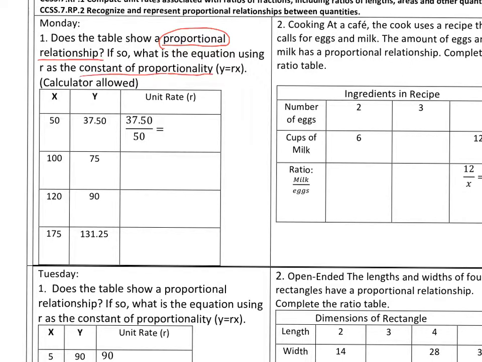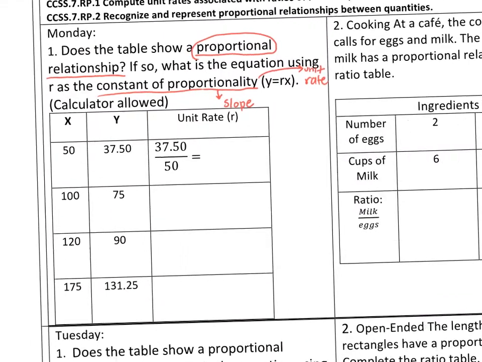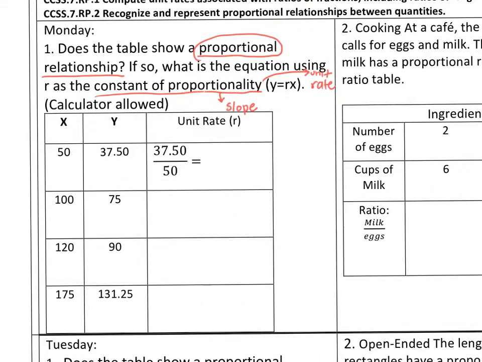Another word for constant of proportionality is an 8th grade key term, which is called slope. Another way that you can translate constant of proportionality is unit rate. Go ahead and write that on your Quizzette. If it's too small for you, I'm going to zoom it in just a little more. So unit rate and slope.